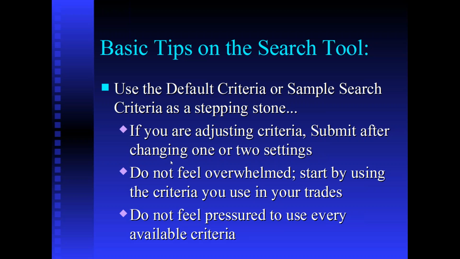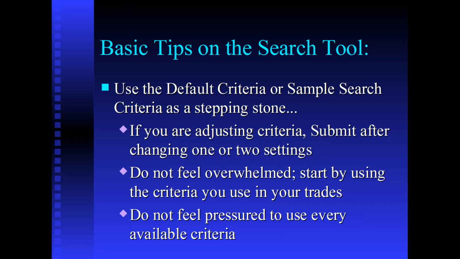There's a lot of criteria in every strategy, I understand that, but don't feel overwhelmed. If you're creating your own personal search, go into the search, scroll down below the list of trades, hit the clear filters button, and then start from scratch. Put in the 5 or 6 criteria that mean the most to you in a given strategy. We talked about that earlier.